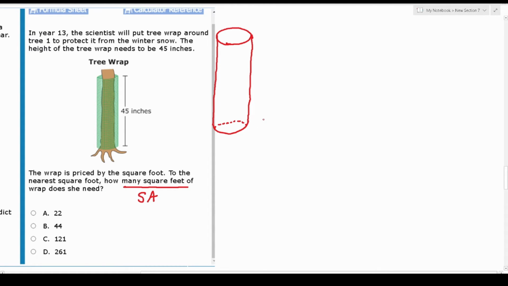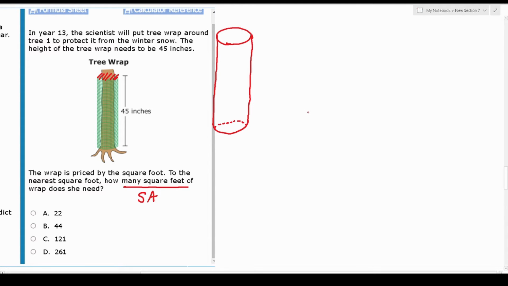Now, the difference between a cylinder and this tree wrap is the fact that whereas this tree wrap has no end caps so that the tree can go through it, the cylinders always have two circular end caps. In other words, this circle is solid and this circle down here is also solid. So while we can use the formula to find the surface area of this cylinder to figure out the surface area of this tree wrap, we're also going to have to modify it accordingly.